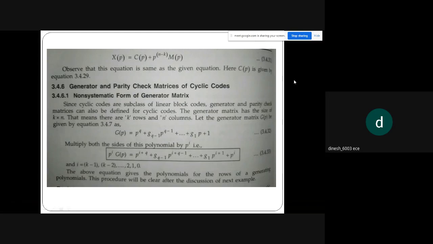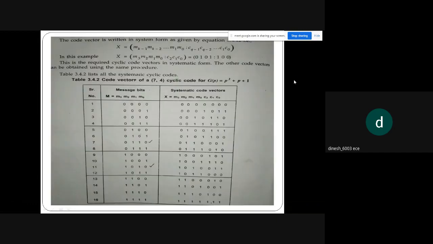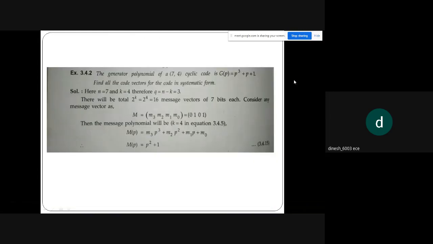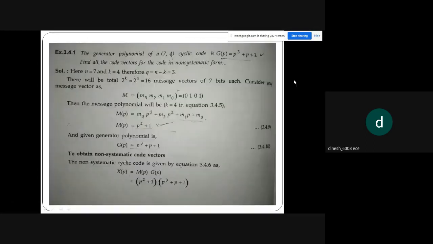So in cyclic codes, we'll be seeing both the topics of systematic form of generating and non-systematic form of generating. So first, let us see the non-systematic form of generating. Before starting the non-systematic form of generating, we'll see whether we had completed this topic. No, we had seen till this topic only. In the last class, we had solved this problem.